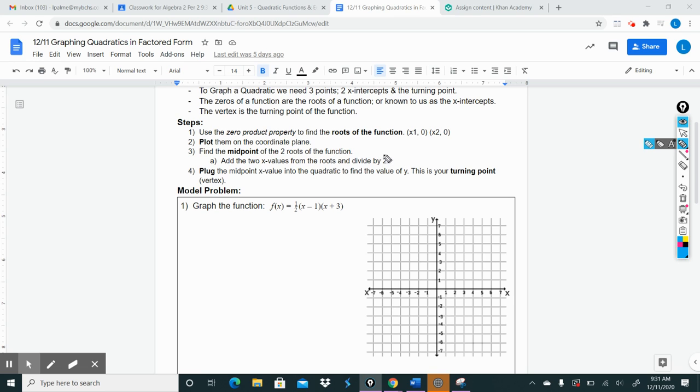All right, today we're graphing quadratics in factored form. So remember, to graph a quadratic, we need 3 points, the two x-intercepts and the turning point. Okay, the zeros of a function are roots, and the vertex is the turning point of the function.